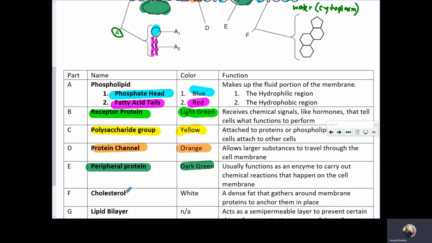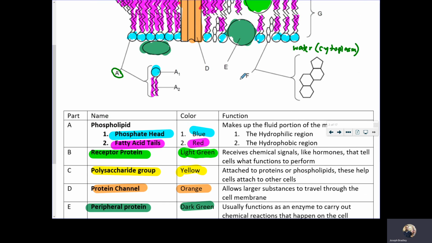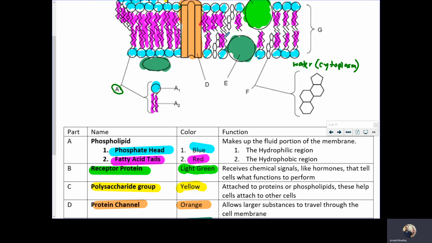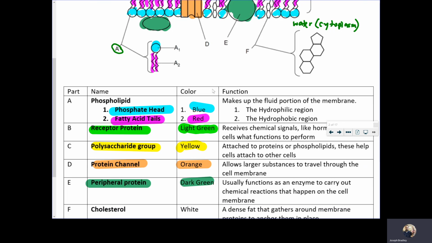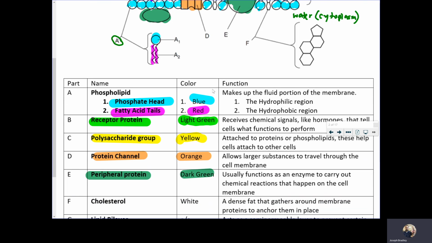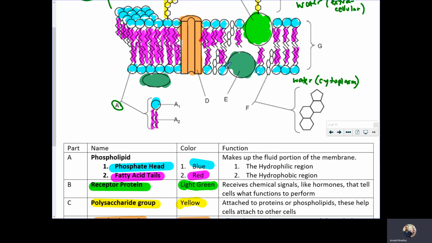Finally, the other thing that you see here is cholesterol. So letter F here is a cholesterol molecule, and cholesterol will interact with the cells, and basically what it does is it helps to solidify the cell. It's a dense fat, and as it says there, what it is going to do is anchor this thing here or this thing here in place so it doesn't move around. Because again, this whole region, even though it looks like it's solid, is actually a liquid, and as that liquid moves around, all these things could move around.